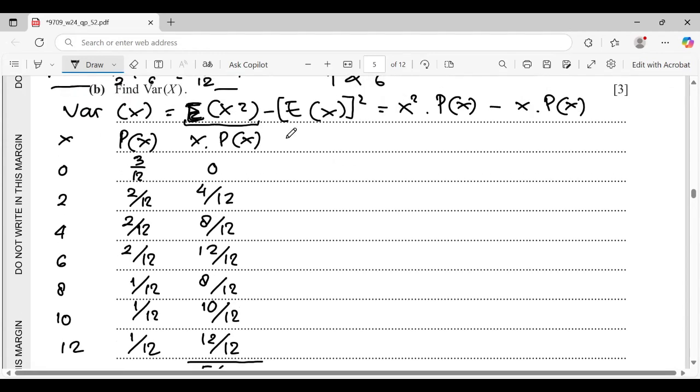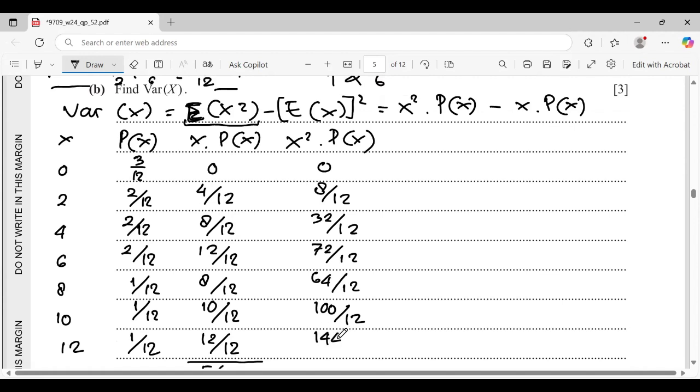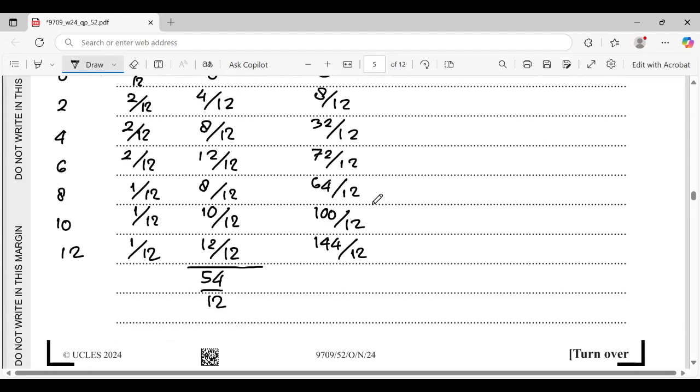Now what is x squared? X squared times px. 0, this is 8 over 12, 32 over 12, 72 over 12, 64 over 12, 100 over 12, 144 over 12. And if you calculate sigma of x squared px, it is 420 over 12.